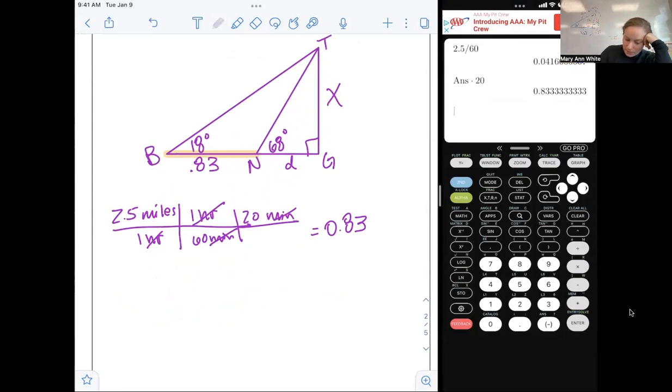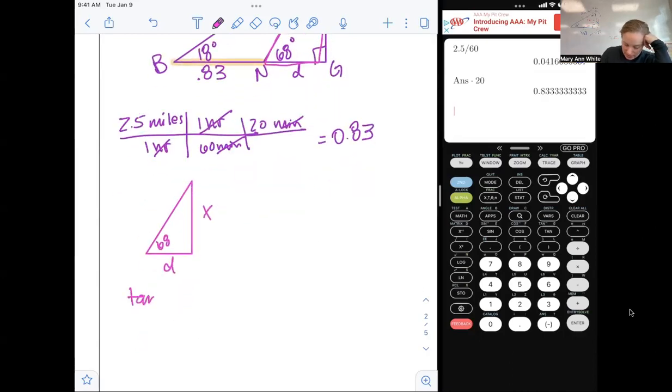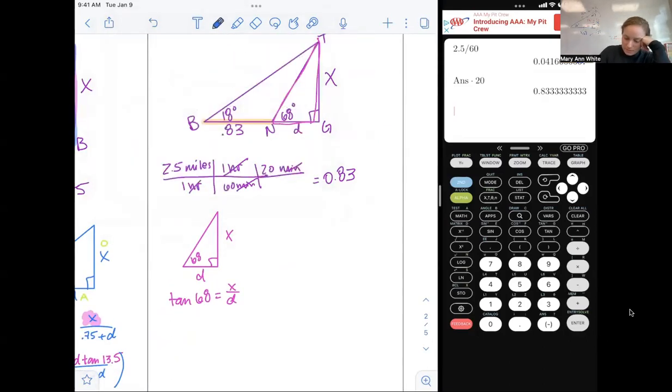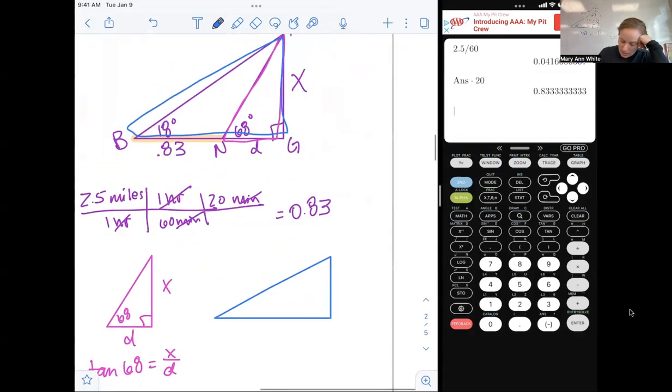Okay. So now I'm going to redraw my triangles. The pink one's going to be this small one. X, D, 68. So I'm going to say tan of 68 equals X over D. And then the blue one's the bigger one. Sorry, my drawing's getting progressively worse. All right, 18 degrees. There's my right angle. The building is still X. I don't know how tall it is. And then 0.83 plus D.